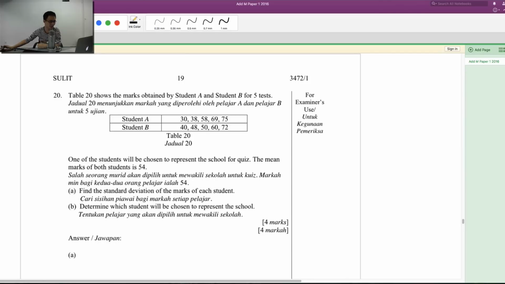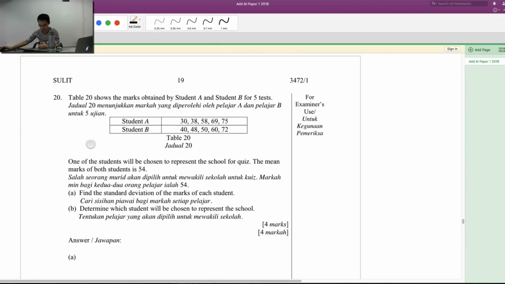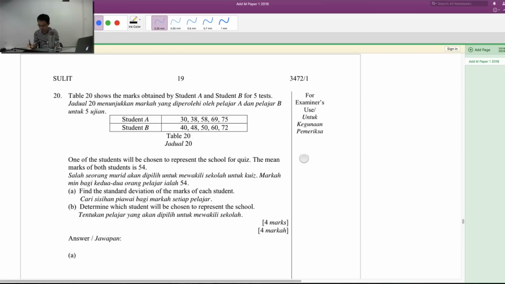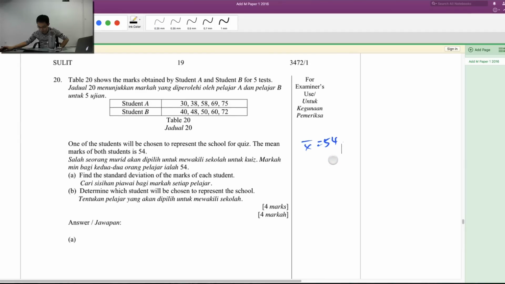Okay, since the question says the mean, let me write it down. The mean is 54. Find the standard deviation of the marks of each student. So right now we have to find the standard deviation. It's a bit unusual, this question. Let me digest one more time. 5 tests. So this is test 1, test 2, test 3, test 4, test 5. So the mean for both students is 54. The mean for this one is 54. The mean for this one is 54. So find the standard deviation. Oh, okay. It's not too bad.